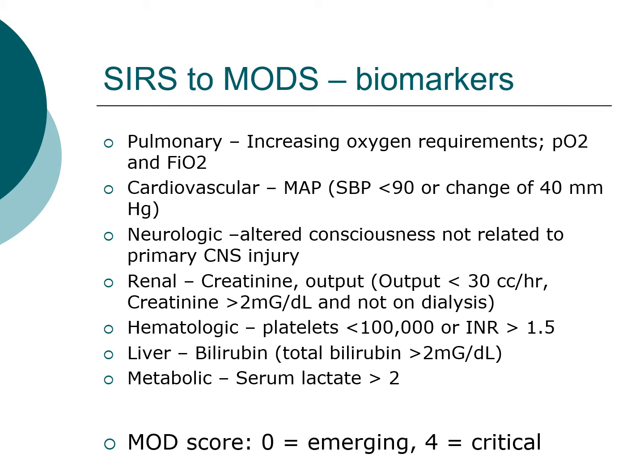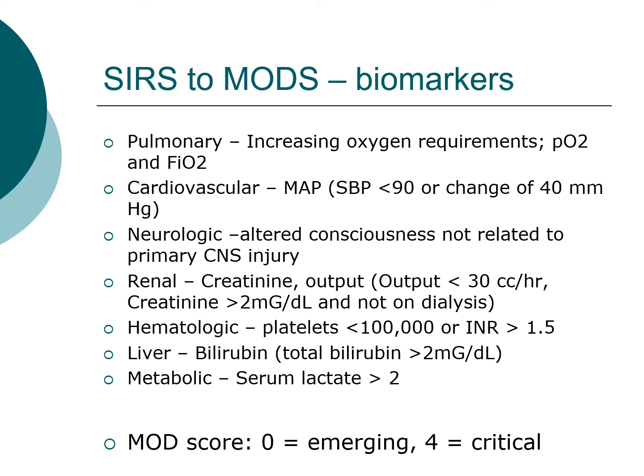Cardiovascular, we talked about MAP, and that's certainly very important. We also look at blood pressure. Is their blood pressure dropping? Is it less than 90 systolic? Cardiovascular too, we've got other good assessments. Pulses, peripheral pulses. How's their perfusion? Here's neurologic, and you can see altered level of consciousness without a primary injury.